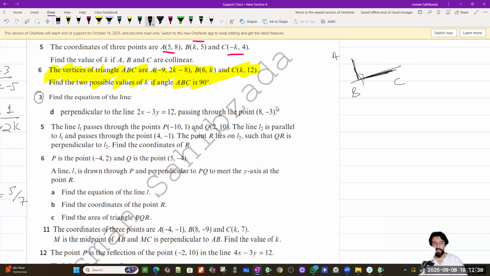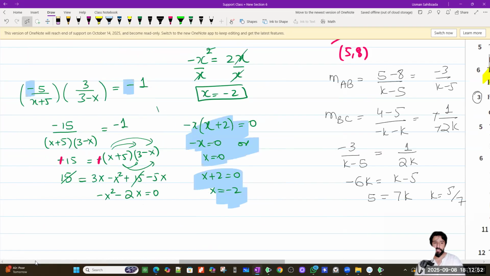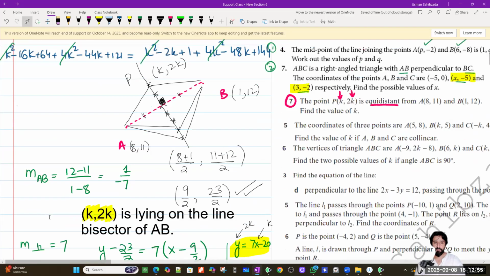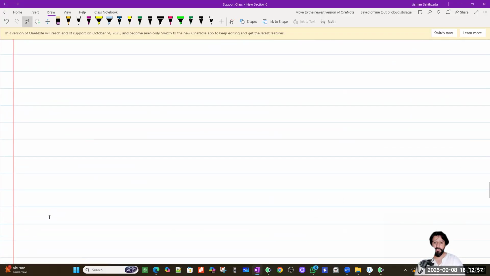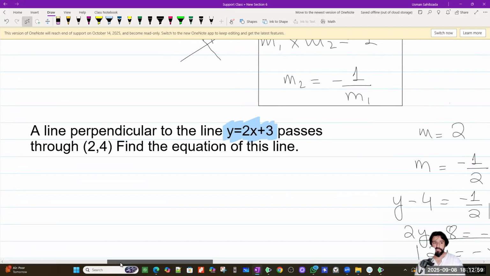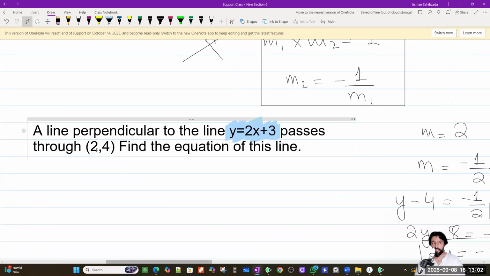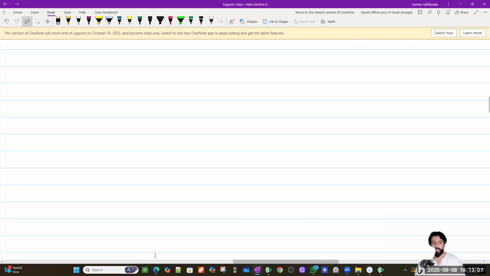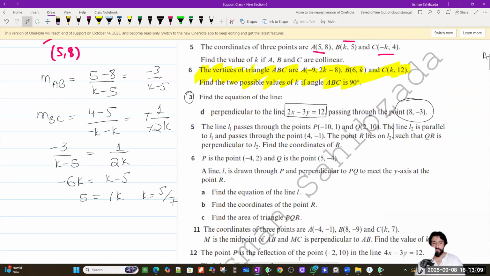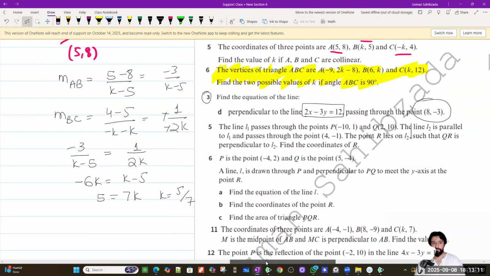Find the equation of the line perpendicular to the line 2x minus 3y is equal to 12 and passing through the point 8 comma minus 3. This is literally the same question I gave as an example while explaining. It's the same concept: a line perpendicular to this line passes through the point. Find the equation of the line. It's the same thing, but it's very important that you're able to practice.